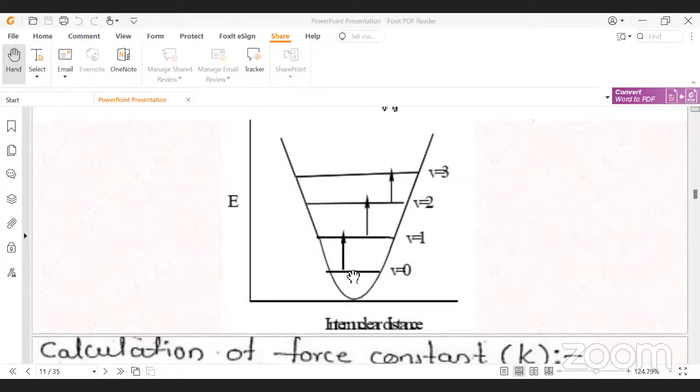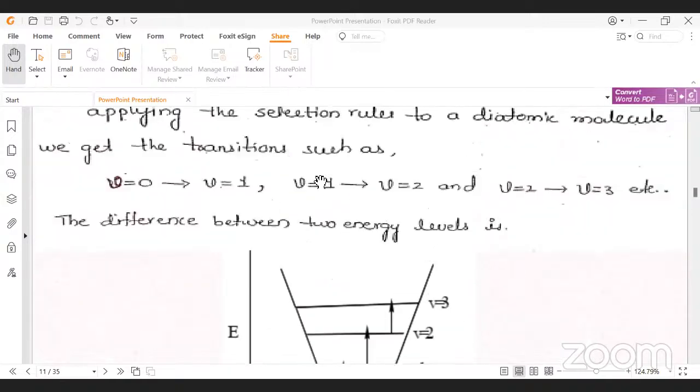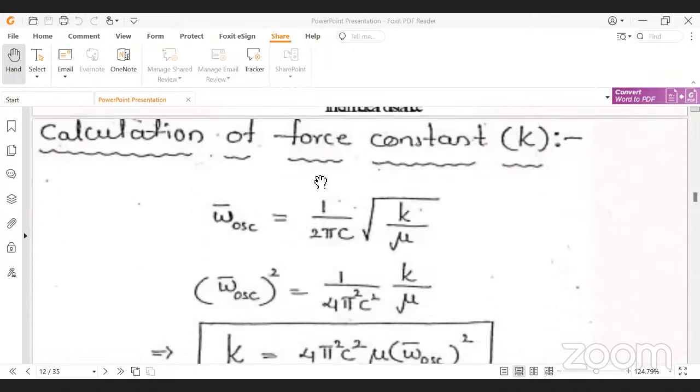The transitions occur only when the difference is one: V0 to V1, V1 to V2, or V2 to V3. Not V0 to V2 or V1 to V3. Those do not occur. They occur only for plus or minus 1. Okay, these are the selection rules for FTIR spectroscopy.